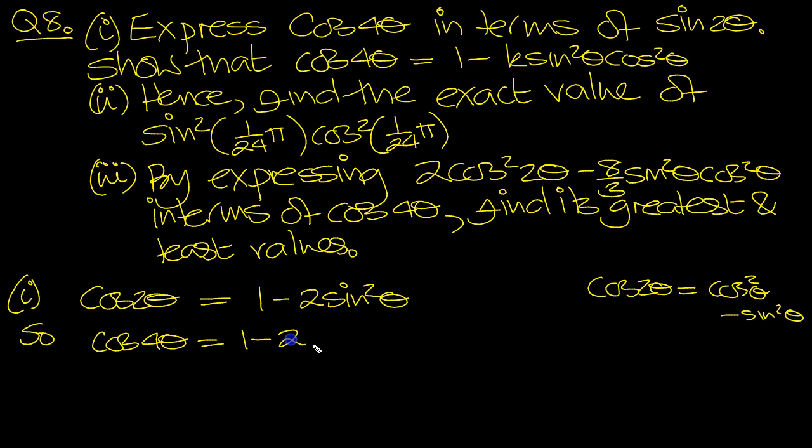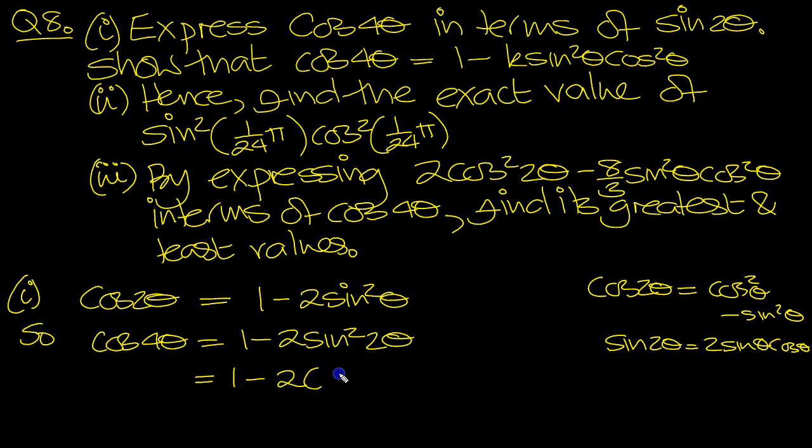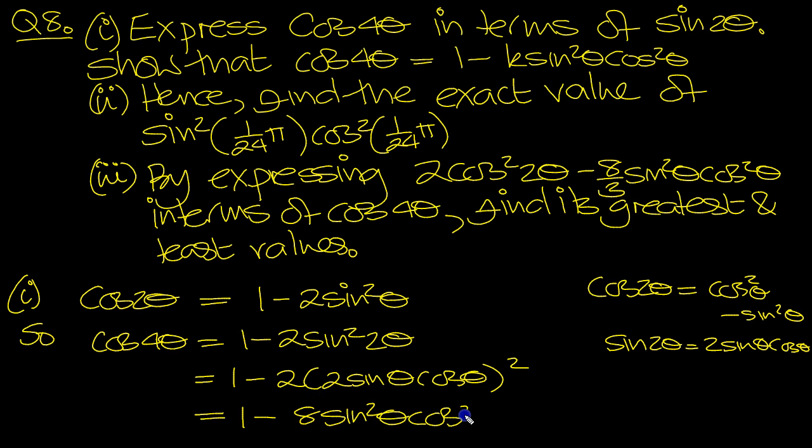will equal 1 minus 2 sine squared 2 theta. Now we know sine 2 theta is equal to 2 sine theta cosine theta, isn't it? Put it in here then. 1 minus 2, and then it's 2 sine theta cosine theta squared. So it's 2 sine cos all squared, so that would be 4 sine squared cos squared times 2. 1 minus 8 sine squared theta cosine squared theta. That's what we've got there.